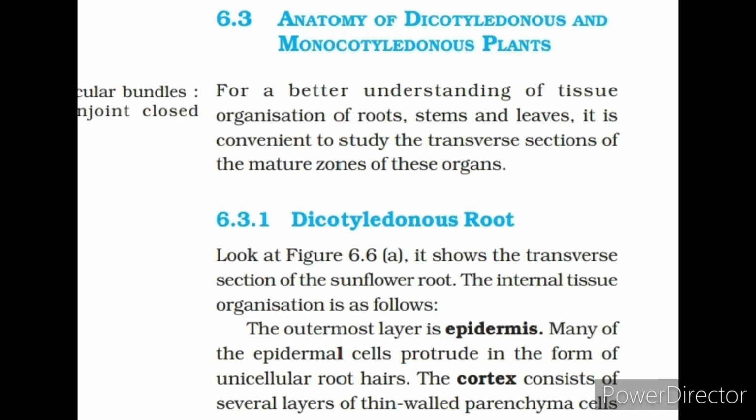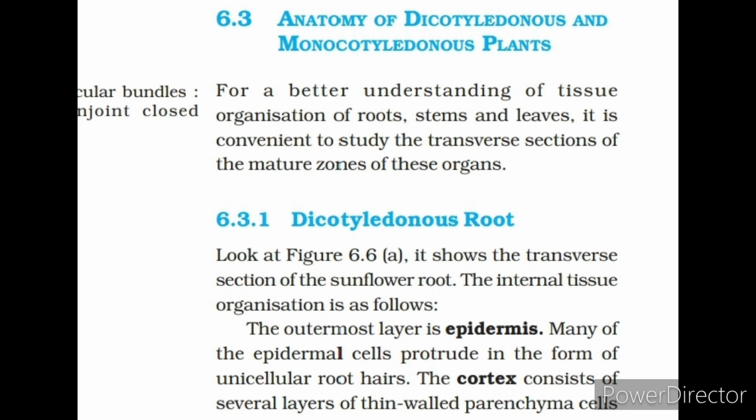Anatomy of dicotyledonous and monocotyledonous plants. For a better understanding of tissue organization of roots, stems and leaves, it is convenient to study the transverse sections of the mature zones of these organs. Dicotyledonous root. Look at figure 6.6a. It shows the transverse section of the sunflower root. The internal tissue organization is as follows.